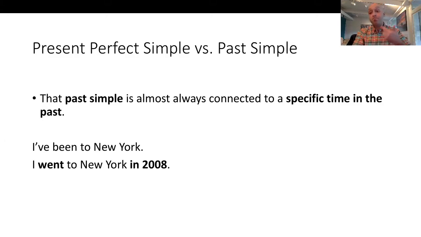So saying I've been to New York, again, that could be any time. It could be yesterday, it could be last month, it could be last year, it could be in 1962. Whereas I went to New York in 2008, we can see that went is connected to a specific time. So that's the main difference between the two.